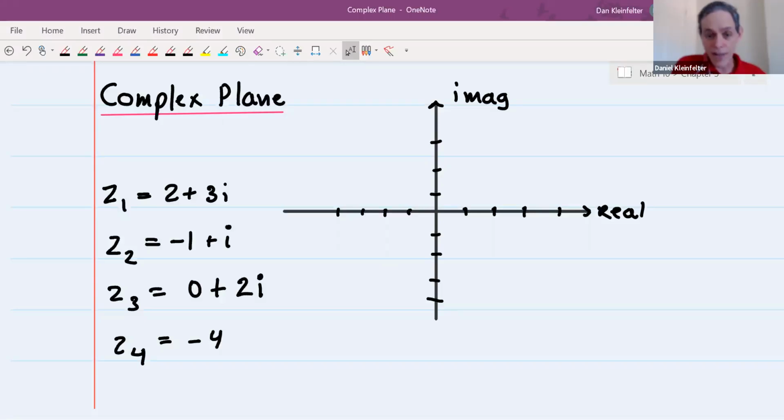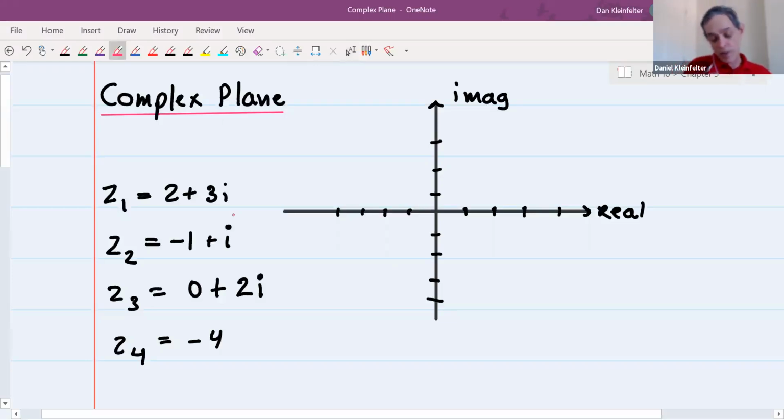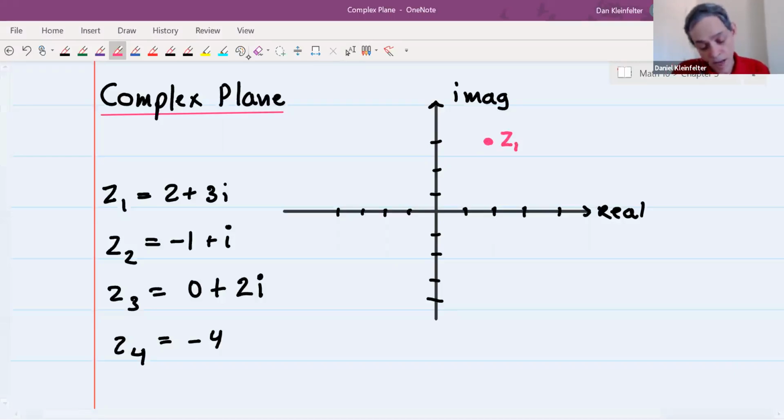So to graph a number on the complex plane, for example, z1, which is 2 plus 3i, the real part would be 2 and the imaginary part would be 3. So z1 would be located right here. We would have a real part of 2 and an imaginary part of 3.